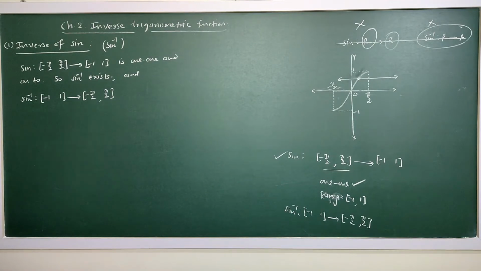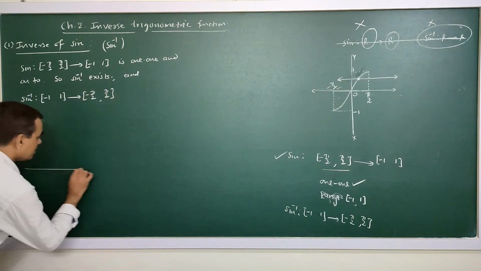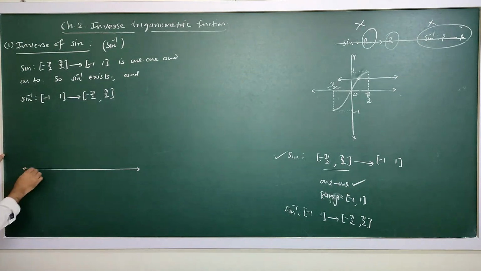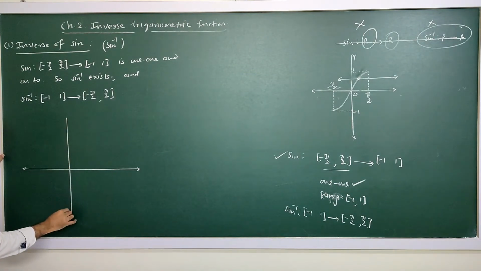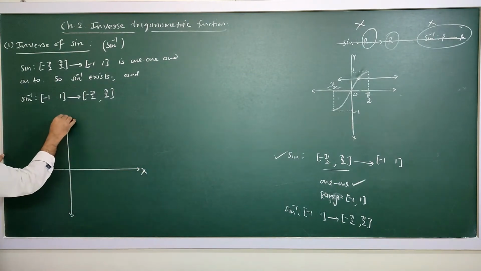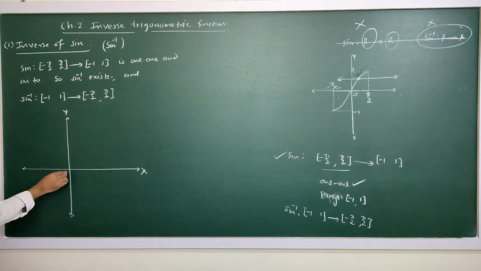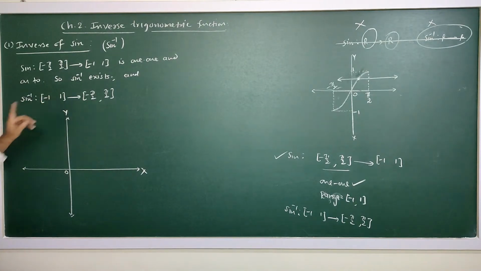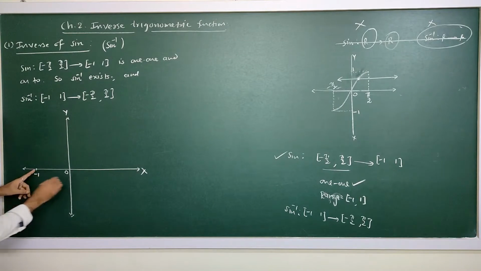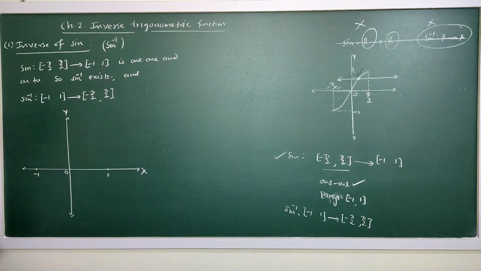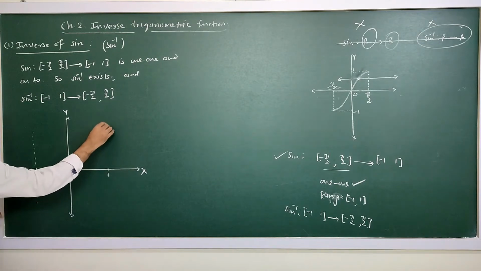Now it's a graph of sine inverse. This line is x-axis, this line is y-axis, this is origin. Domain is now minus 1 to 1. Keep here minus 1, here keep plus 1. Domain is minus 1 to 1.